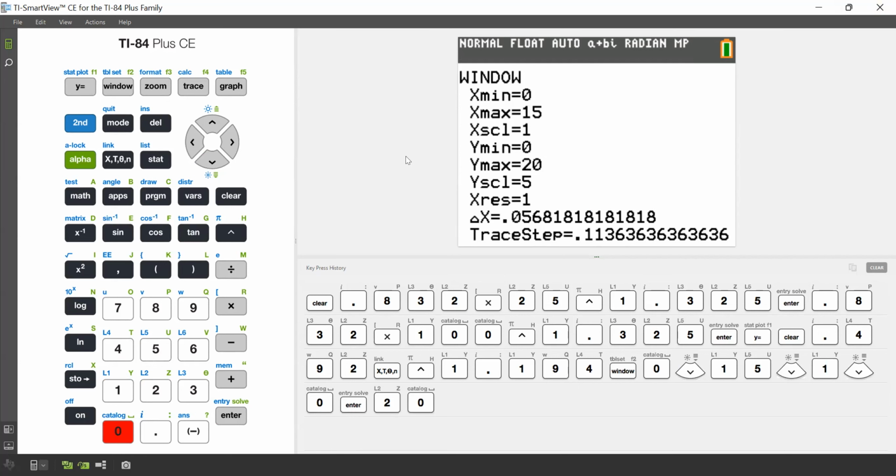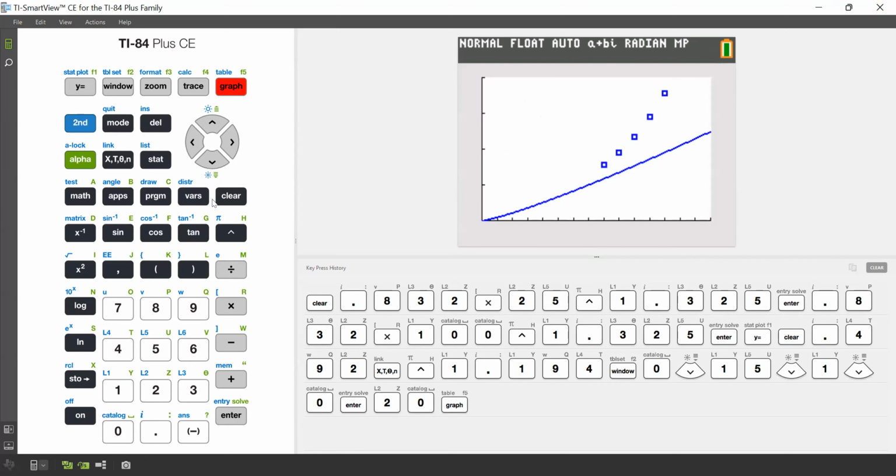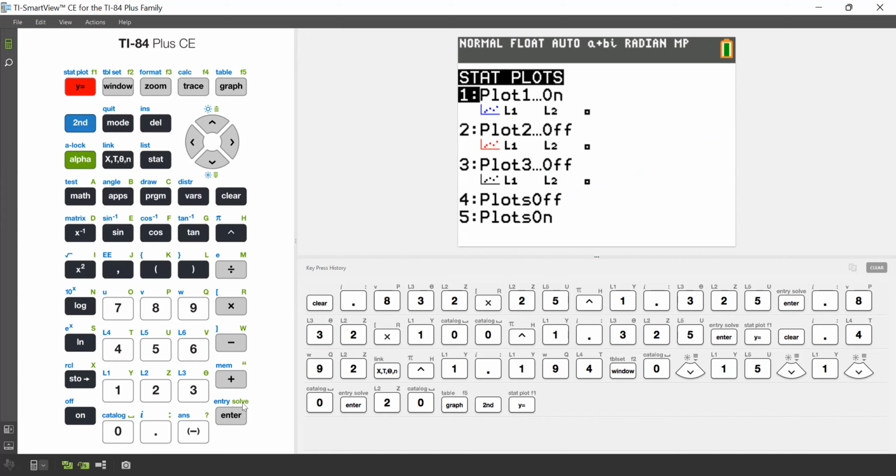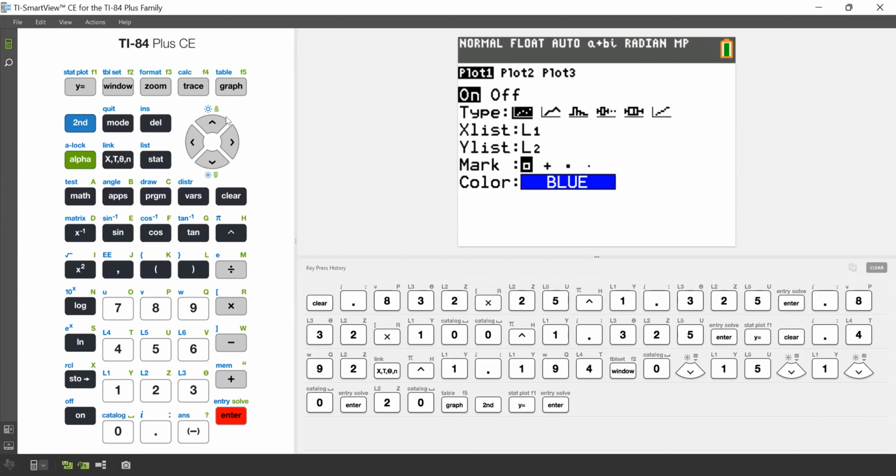Let me write that down. Okay, so let's hit the graph button. Oops, I saw a scatter plot on. Let me go turn that scatter plot off real quick. That's from the other day, so turn that off. Hit that graph button again.